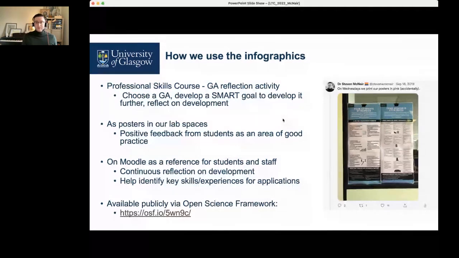From a staff perspective, advisors of studies have found these infographics quite useful when having their conversations with their advisees. We do also make these infographics available publicly via the Open Science Framework, and I've given you a link on the slides, and I'm happy to share that in the chat box afterwards, so that you can have a look at them in more detail.